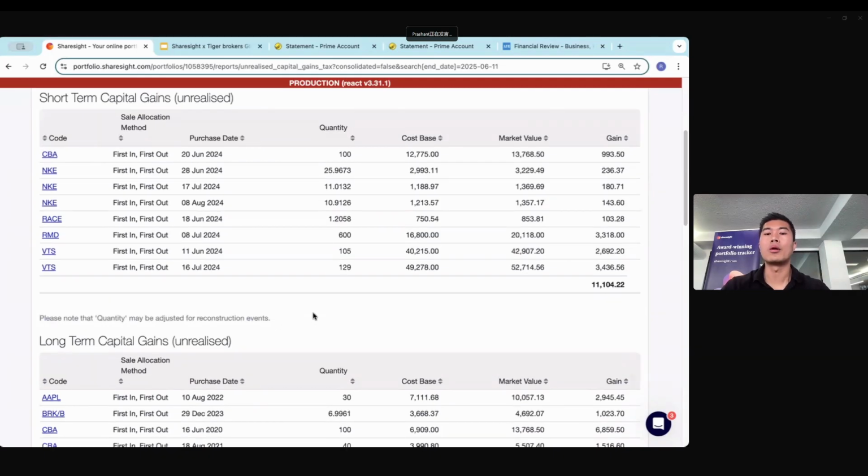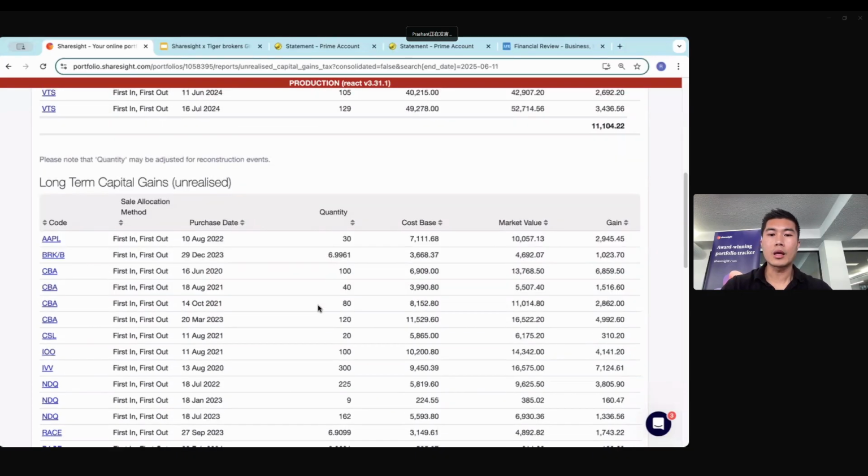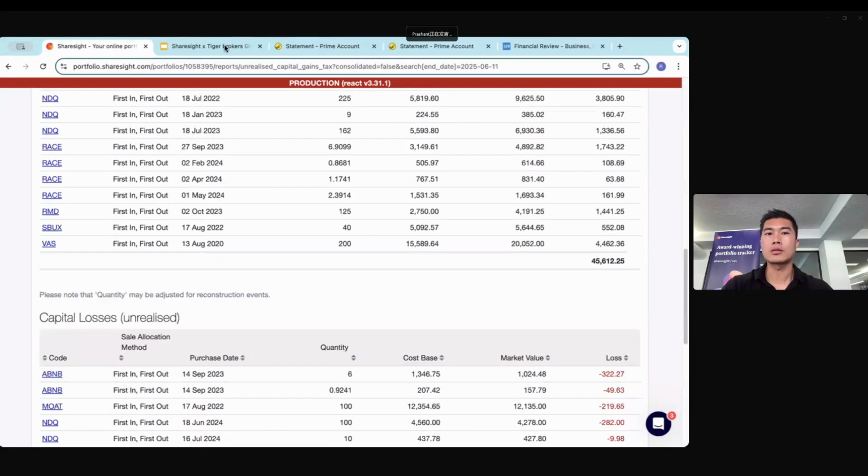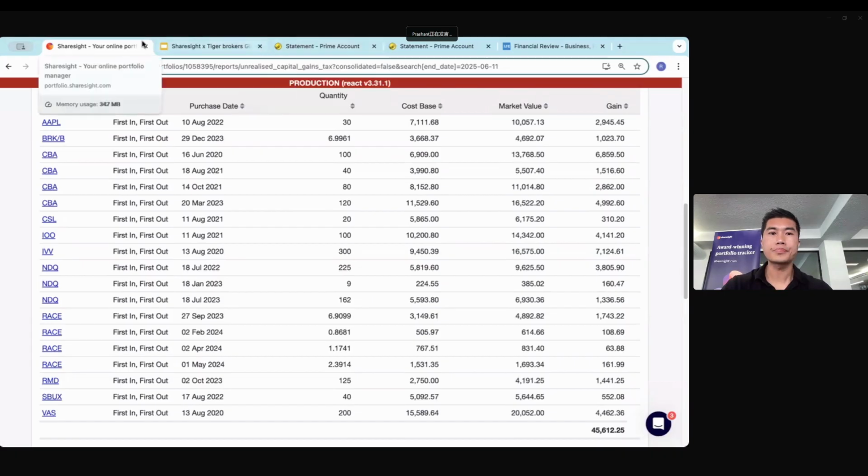So this report has many uses, but I think those three scenarios are the ones more relevant to this audience. So that's the unrealized CGT report.